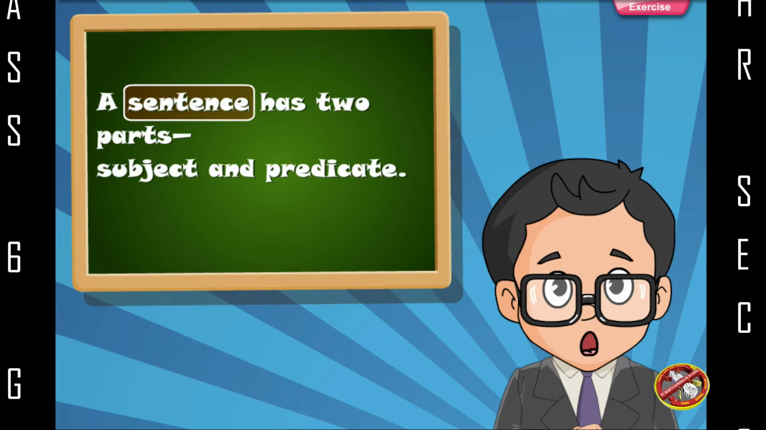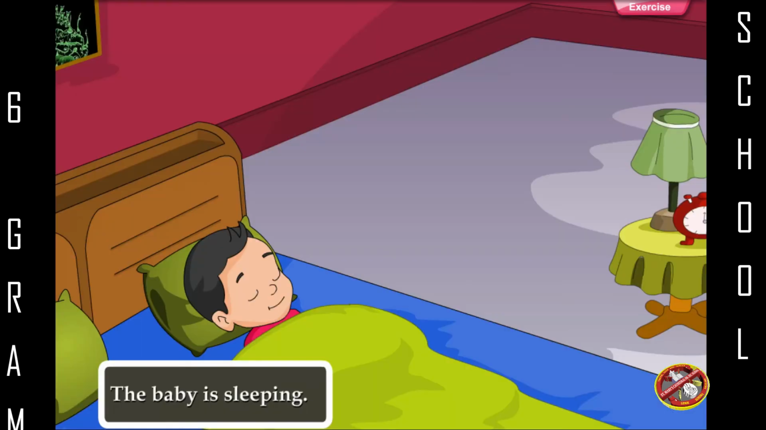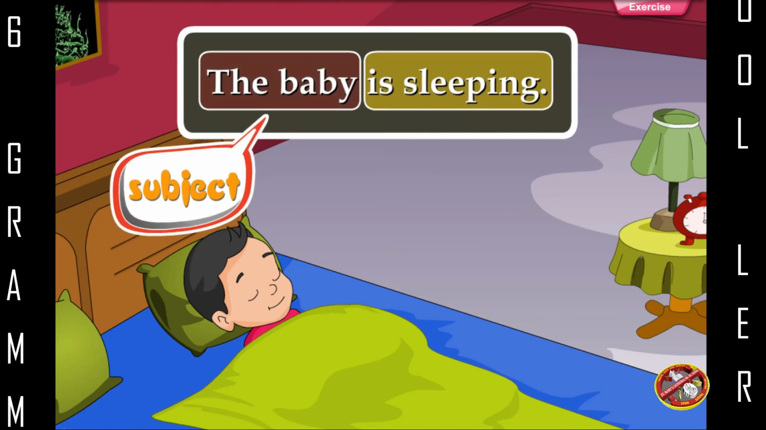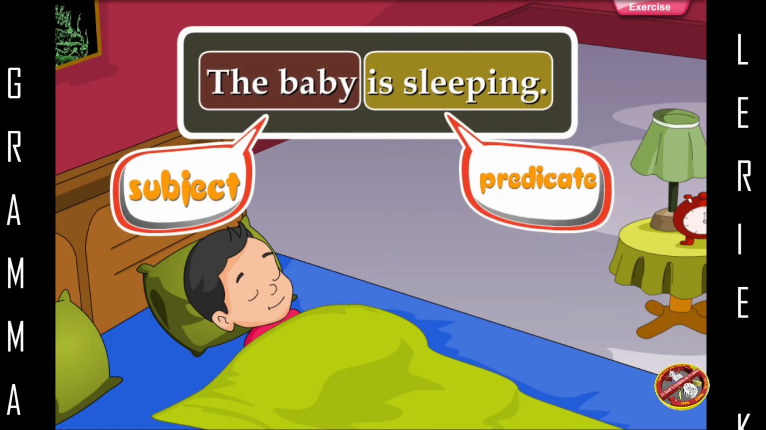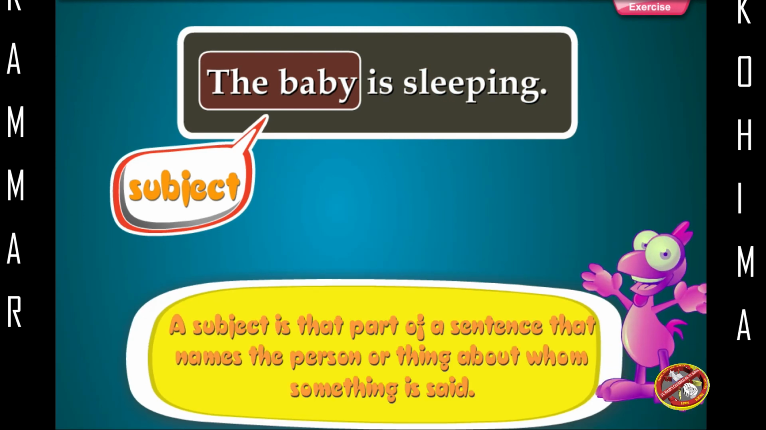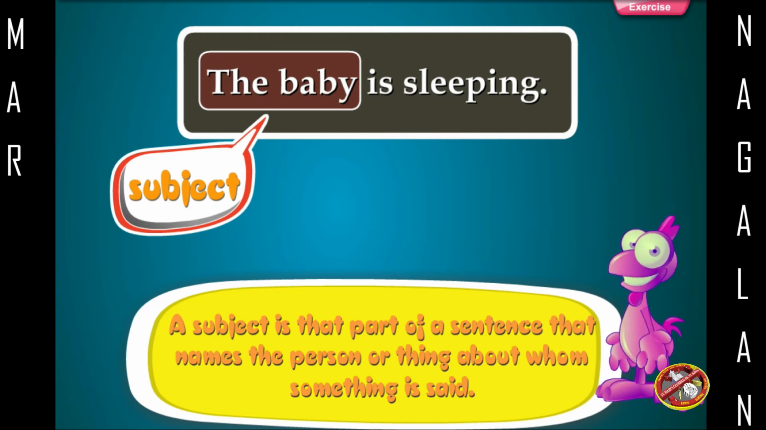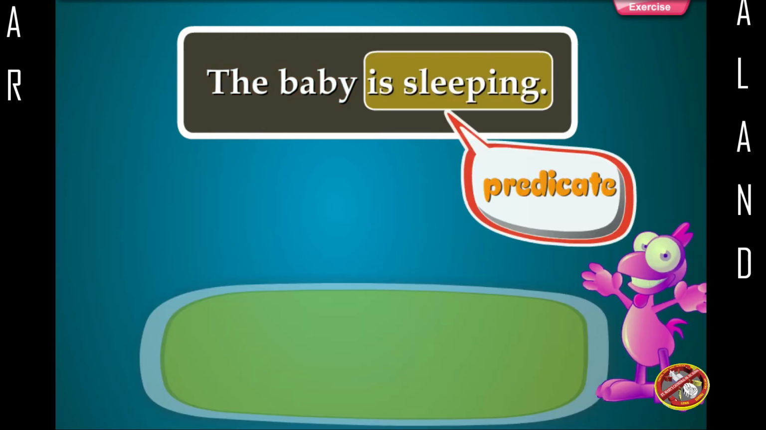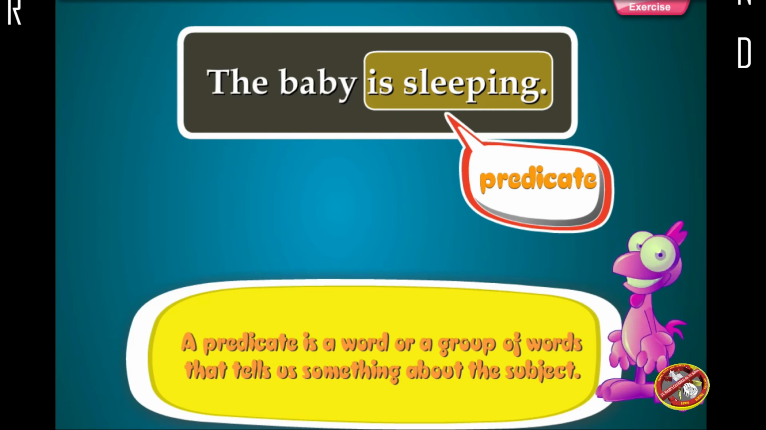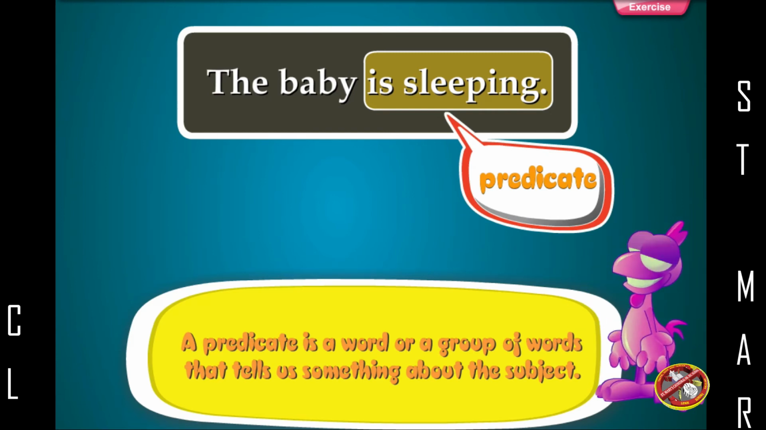Parts of a sentence. A sentence has 2 parts: subject and predicate. The baby (subject) is sleeping (predicate). Subject. A subject is that part of a sentence that names the person or thing about whom something is said. Predicate. A predicate is a word or a group of words that tells us something about the subject.